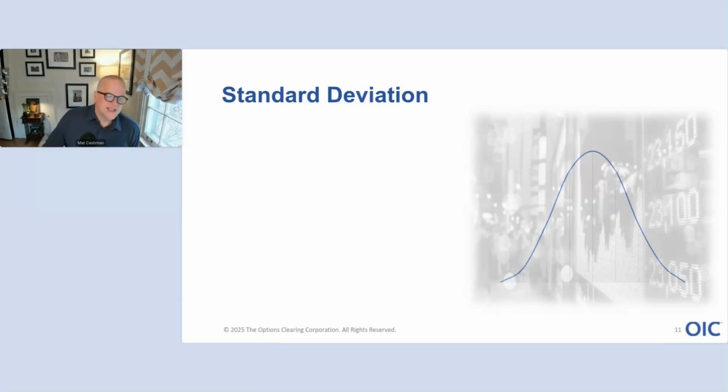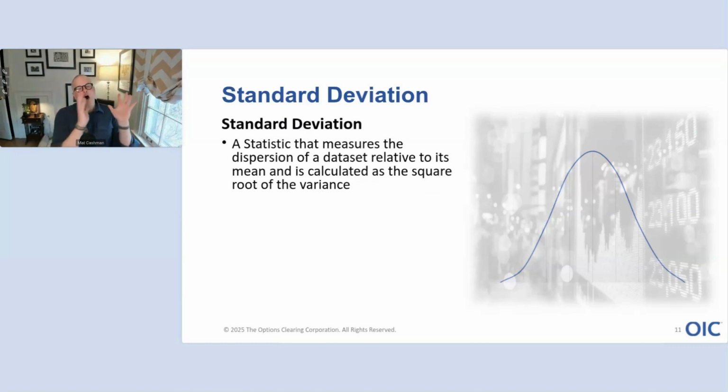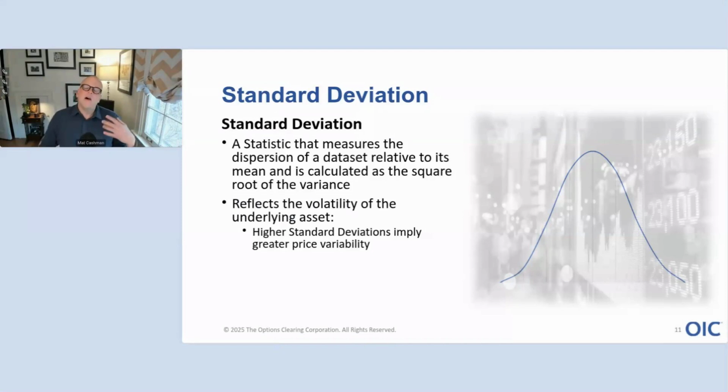what is a standard deviation? Statistics are really relevant here because when you're talking about a standard deviation, you're talking about a way to measure how far away from the mean you actually are. It's a way to measure the dispersion of the data set relative to the center of that data set. It's calculated as the square root of the variance. It reflects the volatility of the underlying asset.